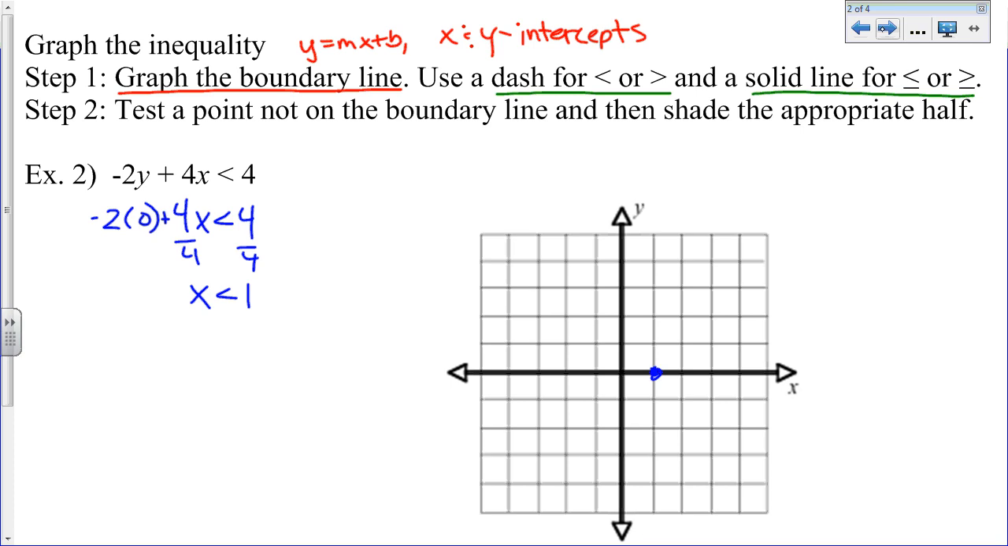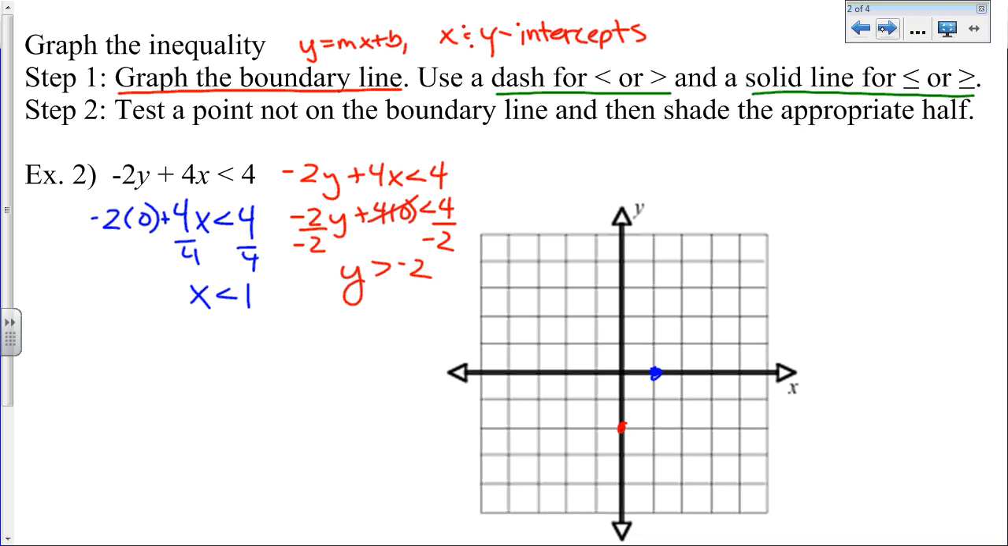We're going to do the same thing for the y-intercept. Negative 2y plus 4x is less than 4. We're going to do that cover up, so we get negative 2y plus 4 times 0 is less than 4. It basically cancels that term, so we can just divide by negative 2. And we get y is greater than, we flip this, of a negative 2. These are just the points. So we go down to our y-intercept at negative 2. We're going to connect those.